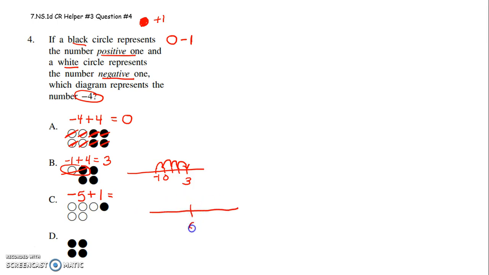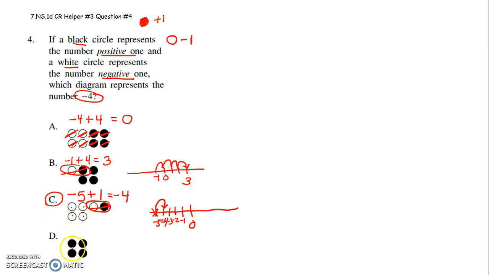Again, if you need your number line, -1, -2, -3, -4, -5. If I start at -5 and I'm adding 1, adding a positive moves to the right. So I move to the right 1, I end up at -4. Hey, this is looking good. Again, you could also do it by crossing out a 0 pair. One negative with one positive, bye-bye, and we're left with 1, 2, 3, 4 negatives. So it is definitely C.